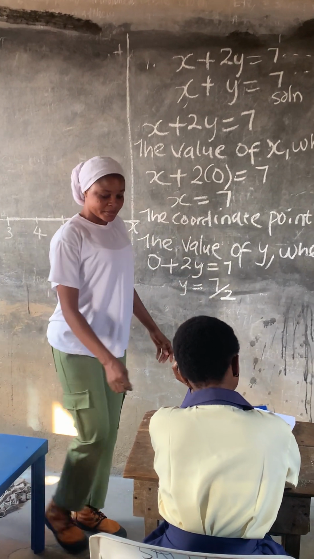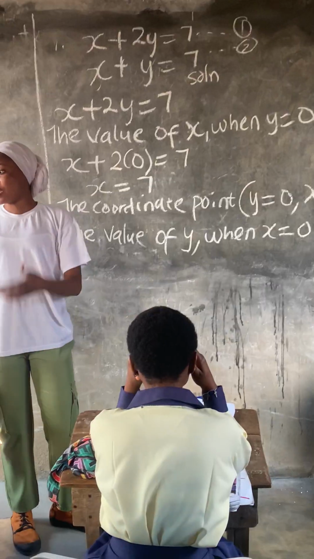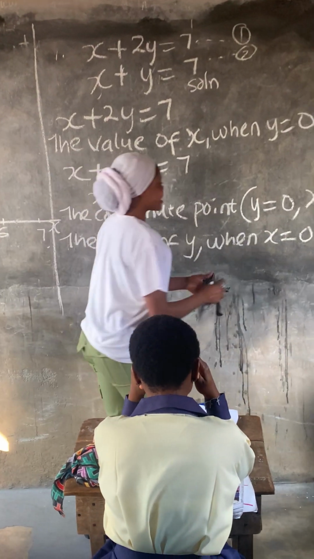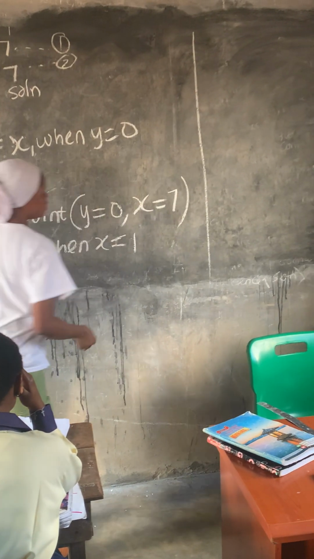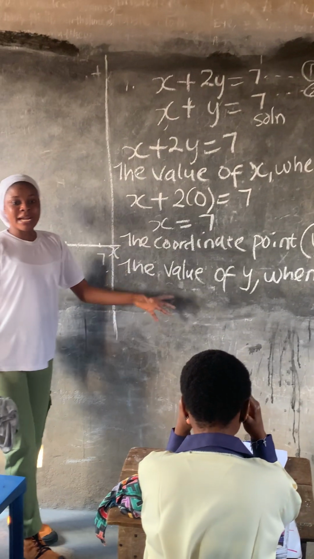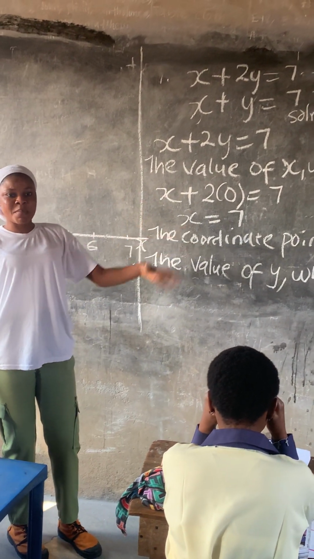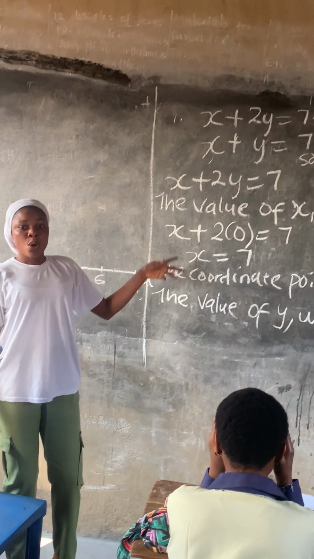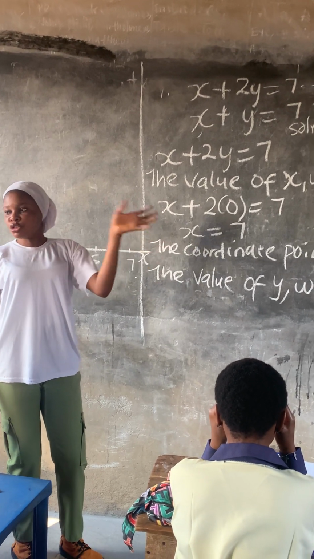So now clean the board. 0 gives us a fraction. So now let's try another value, okay? Do you understand now? We have so many points to plot. We'll come to the one that we are going to use. I'm going to show you.